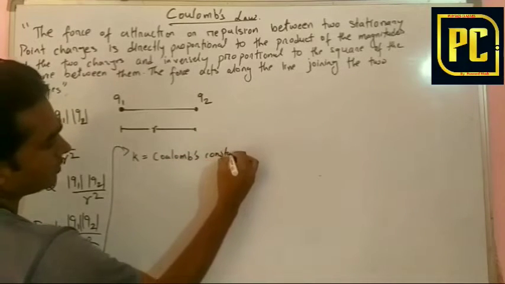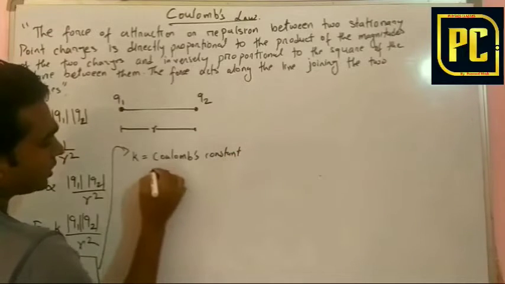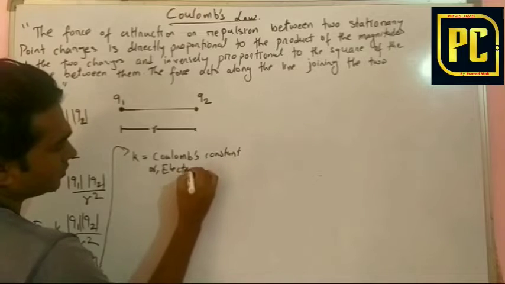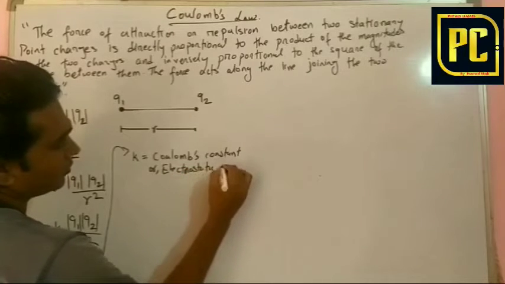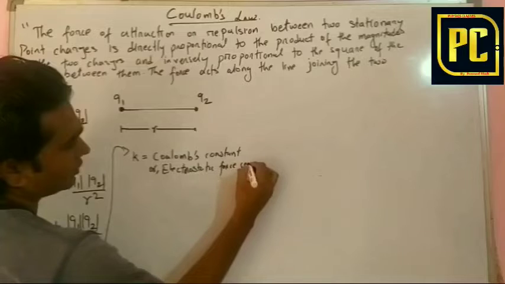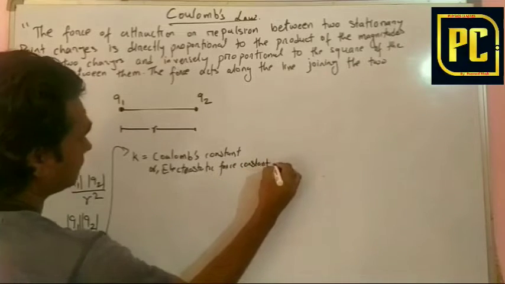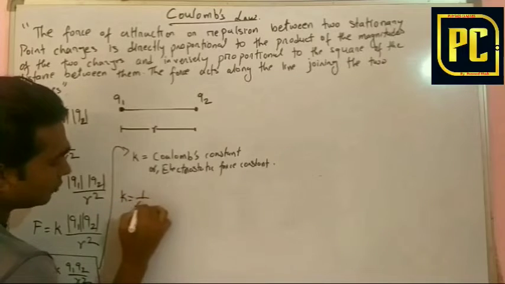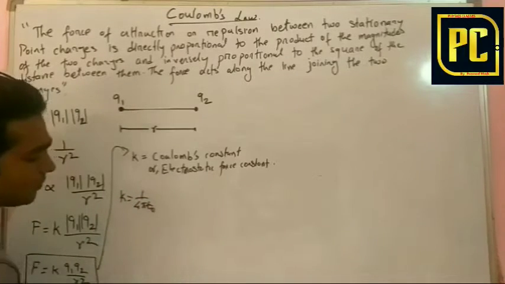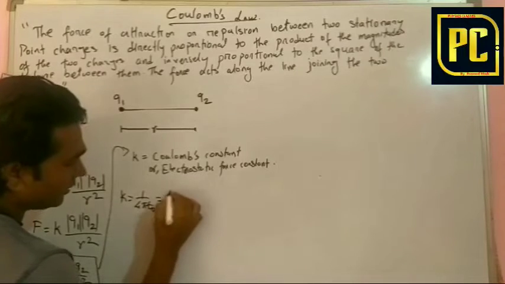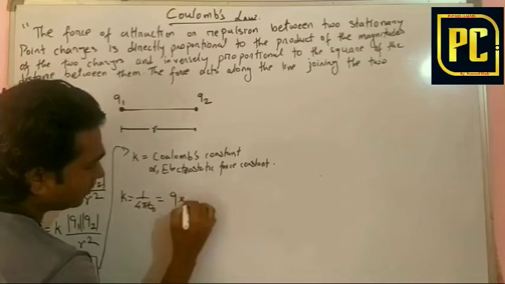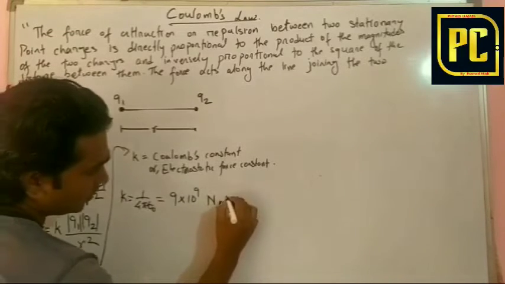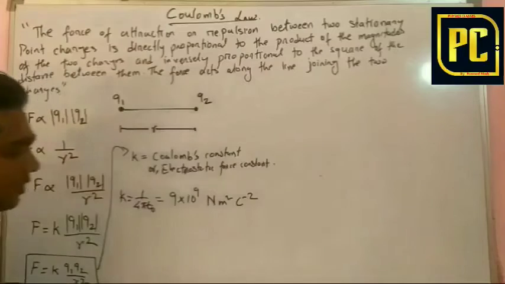constant, or we sometimes say electrostatic force constant. This value is K is equal to 1 by 4 pi epsilon naught, and its value is 9 into 10 to the power 9 Newton meter square Coulomb to the power minus 2.